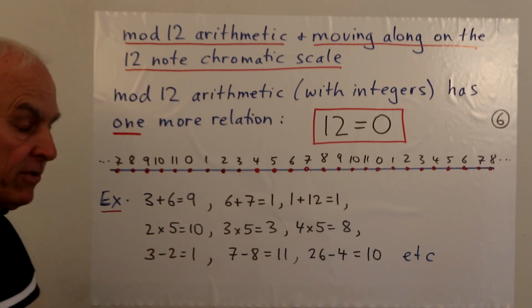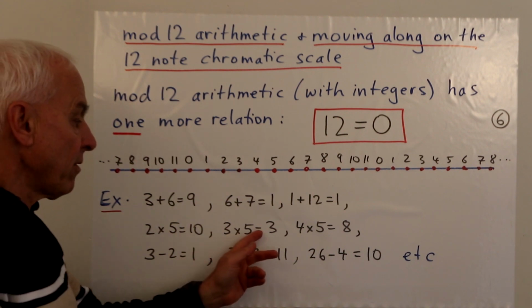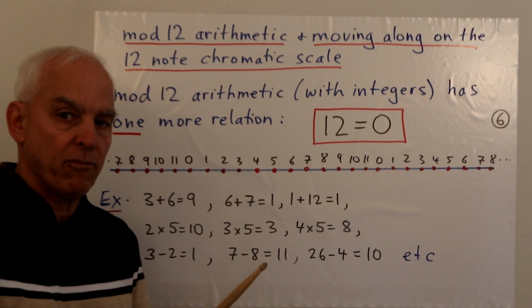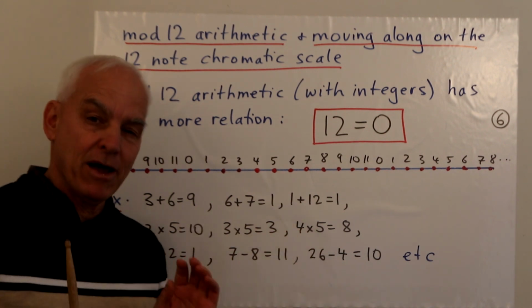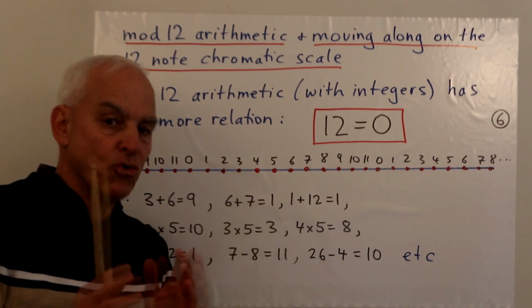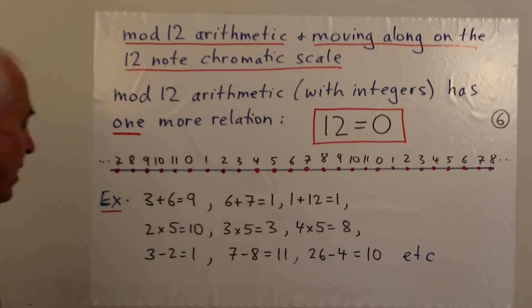Multiplication, 2 times 5 equals 10. That's just like ordinary multiplication. 3 times 5 is now 3, because 15 can be written as 12 plus 3. The 12 is 0, so we just get 3. 4 times 5 is 8, because ordinarily 4 times 5 is 20, and 20 is 12 plus 8. The 12 disappears, and we just get 8.